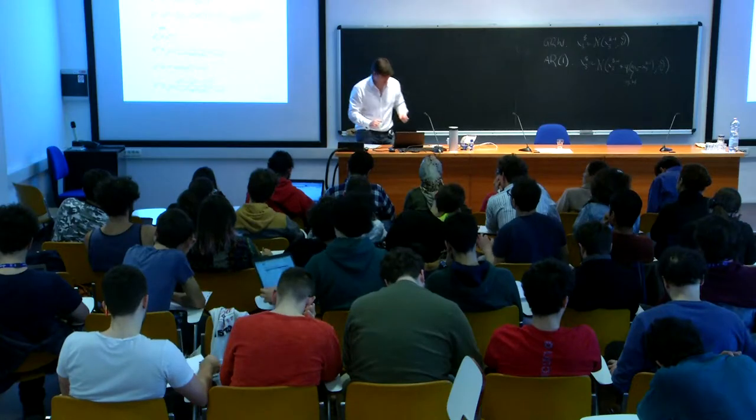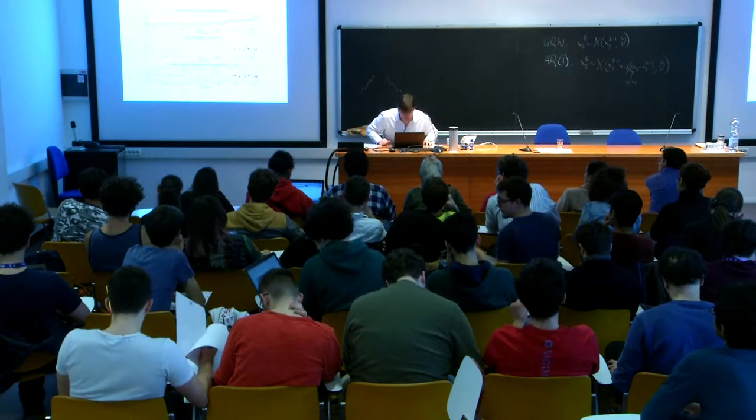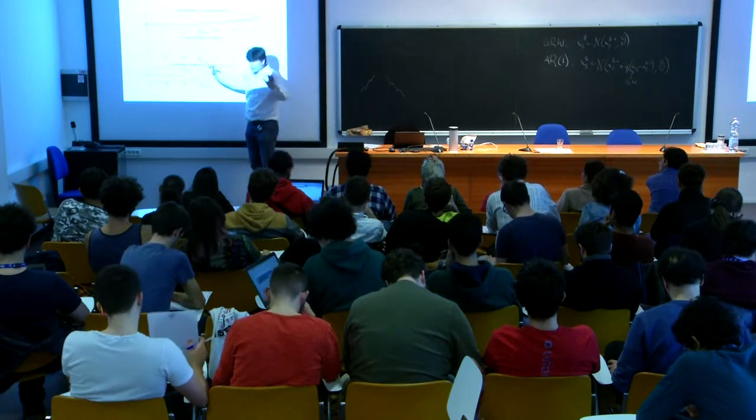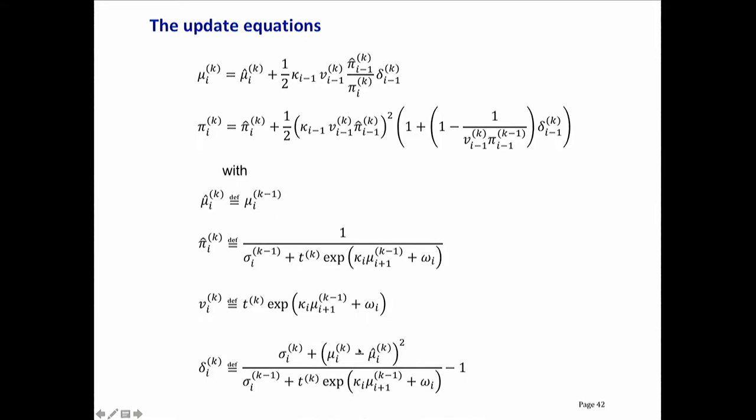Exactly. So if I switch back to the other, so this is slide 42. In this case, because we have no drift, it's simply the posterior from the previous trial. That mu 2 hat at time k is simply mu 2 k minus 1. It's the posterior from the previous trial. And we update the mu 3 based on the update in the mu 2, because the mu 2 update gives us our prediction error that drives the update in mu 3.